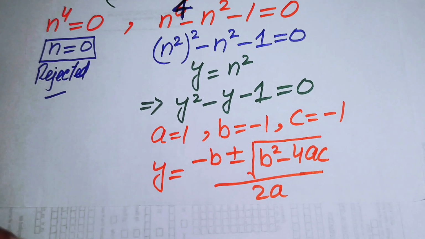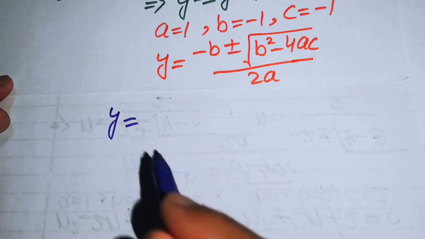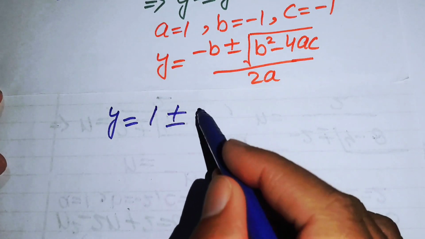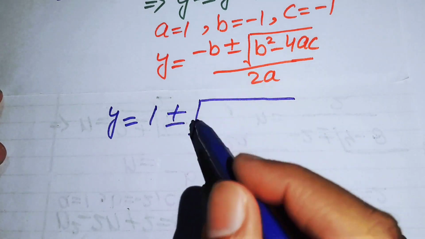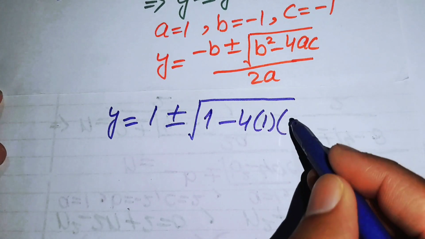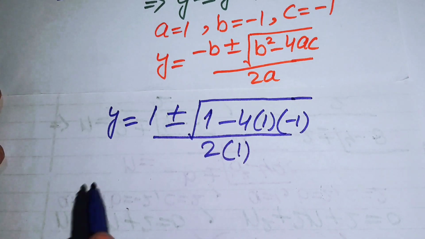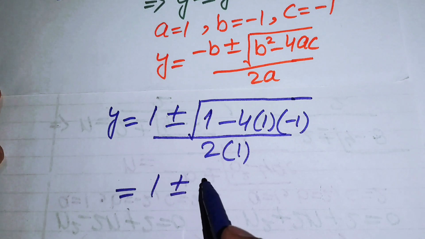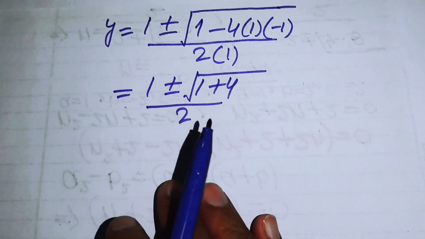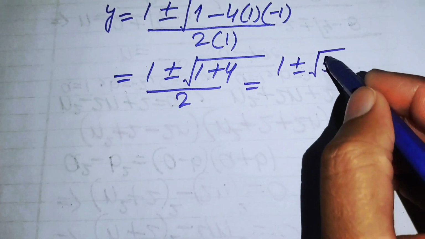Now we can put all the values of a, b and c in this formula. We get y equals minus b, and when you put the value of b equals -1, you get +1, plus minus square root of b squared, so b is -1 and (-1) squared is +1, minus 4 times a, which is 1, times c, which is -1, over 2 times a, which is 1. Now we simplify these terms and you get 1 plus minus square root of 1 plus 4 over 2. Again you see that we have two values, so I can write 1 plus minus square root of 5 over 2.